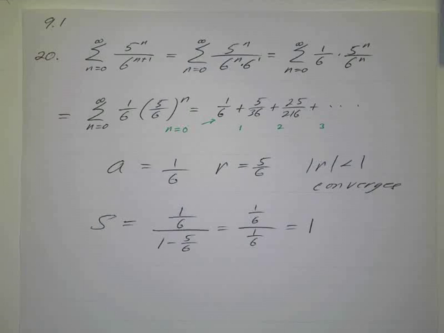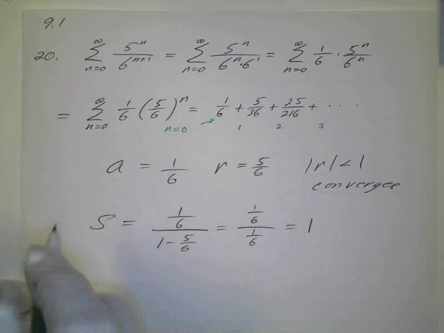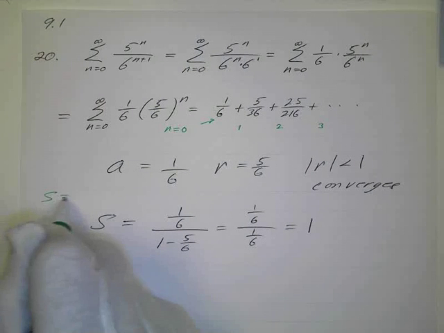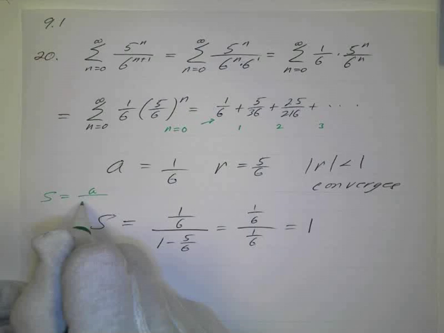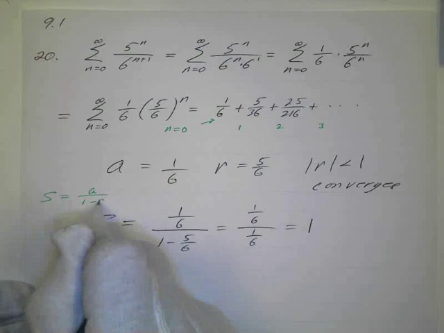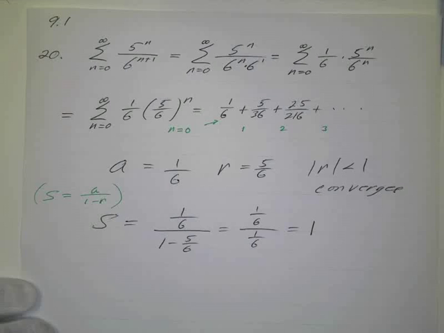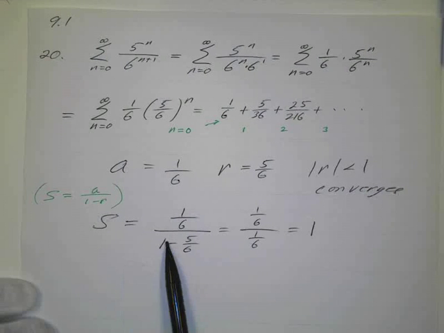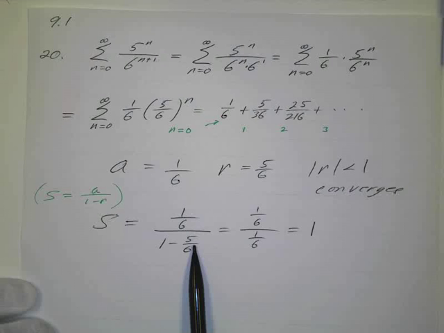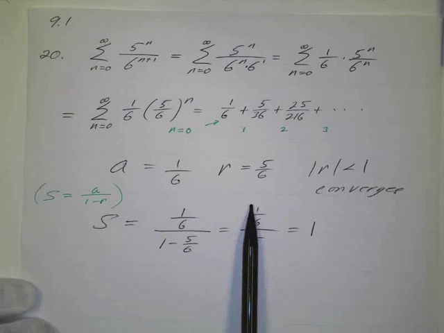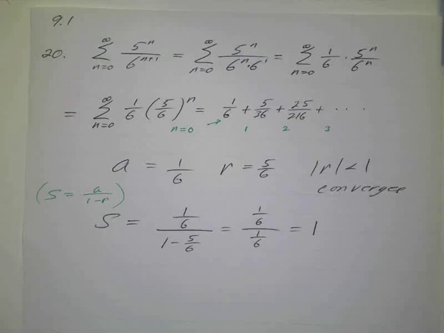And the sum is going to be equal to, and I should have written down the formula again, S equals a over 1 minus r. So there's my S, there's my a, and there's my 1 minus r. And 1 minus 5/6 is 6/6 minus 5/6 is 1/6. So I just have 1/6 over 1/6, which is 1. So not too bad.